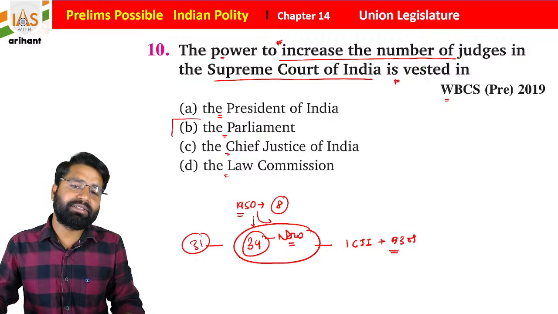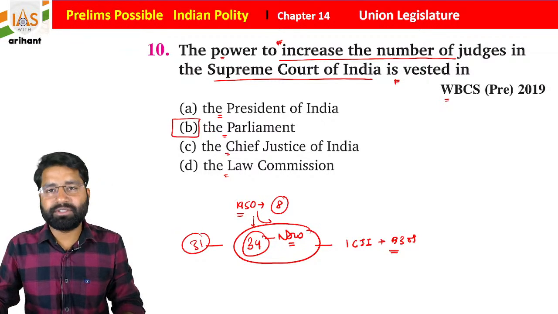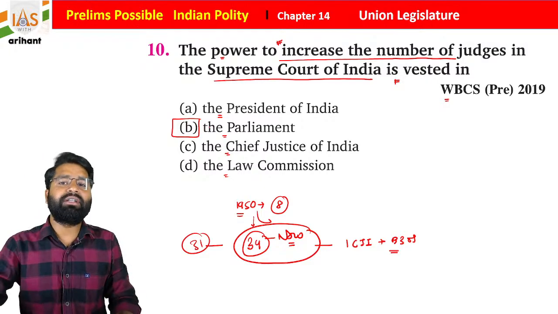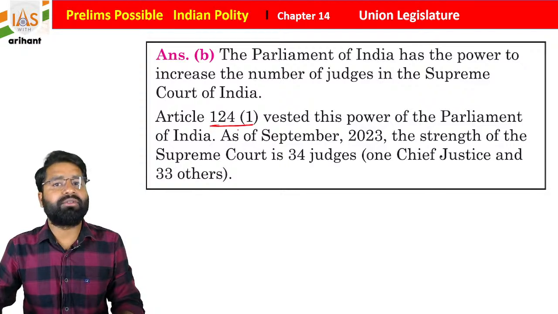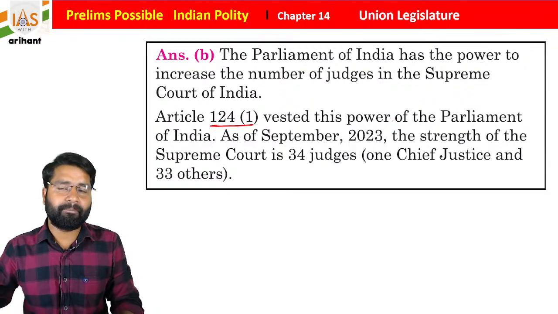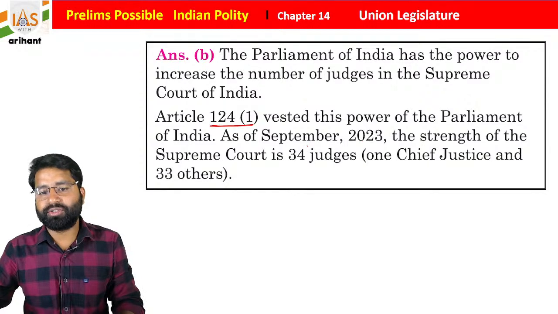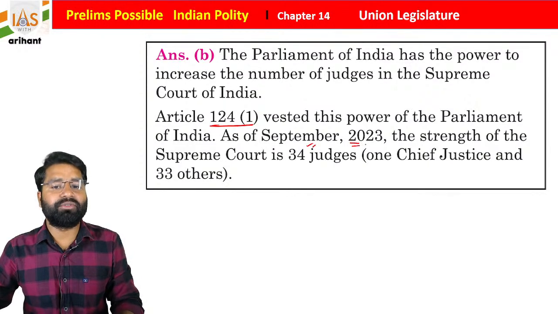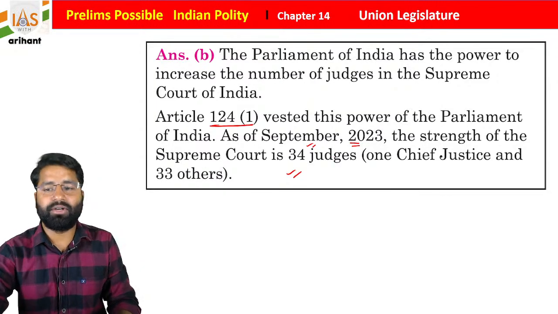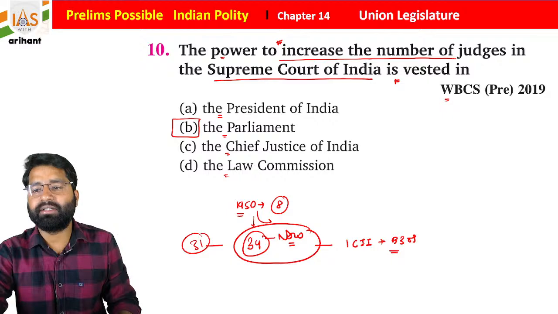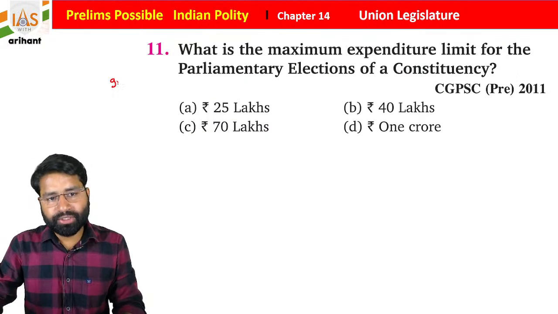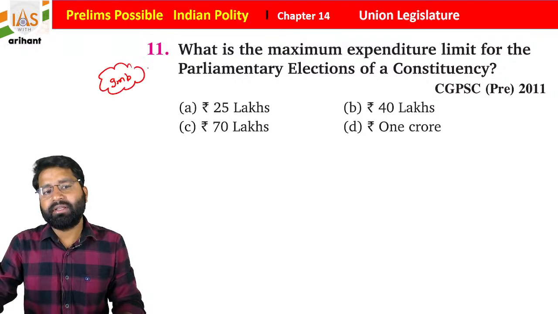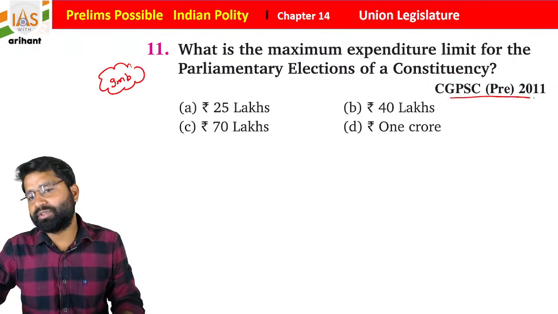So, basically, this increase in the number of judges of the Supreme Court can only be done by the Parliament by passing a resolution, and it is included under Article 124 clause 1 of the Indian Constitution, students. As of September 2023, the number of judges of the Supreme Court is 34, one Chief Justice and 33 other judges, students.